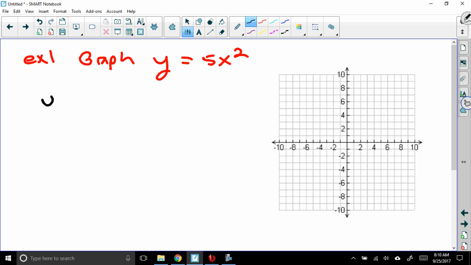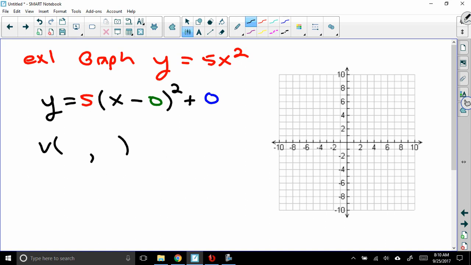So I want you to realize that this is really y equals 5 times (x minus 0) quantity squared, plus 0. So when we talk about the vertex of this thing, what's the coordinates of the vertex? Somebody said it. 0, 0. So the vertex for this graph is going to be located at the origin. Plot, label the vertex. Origin.